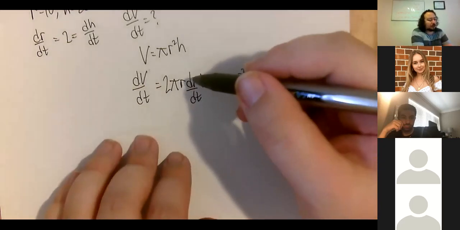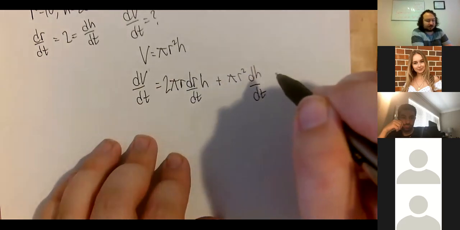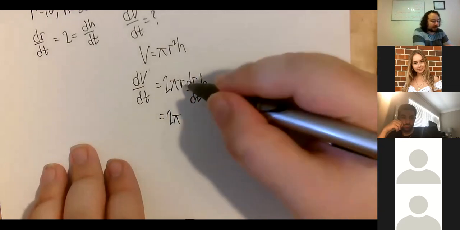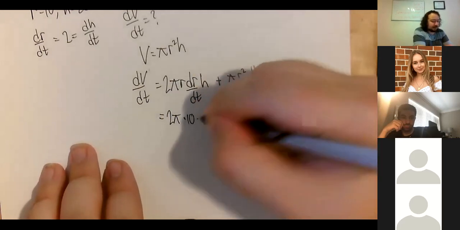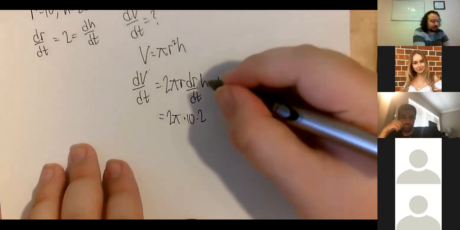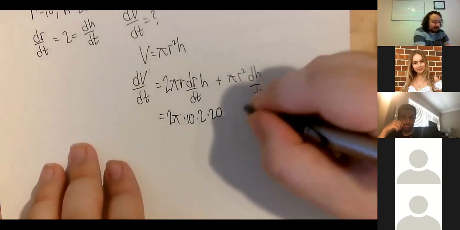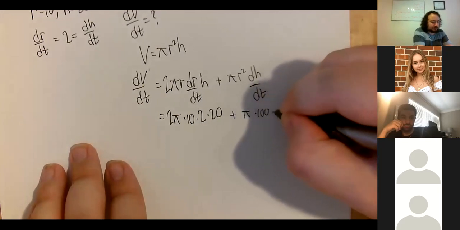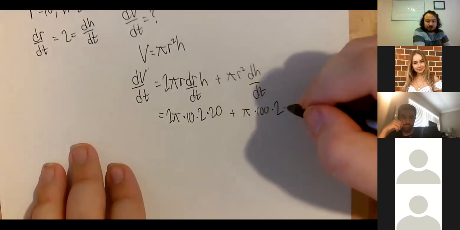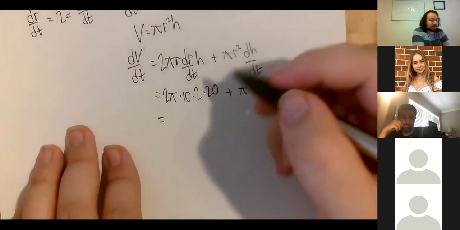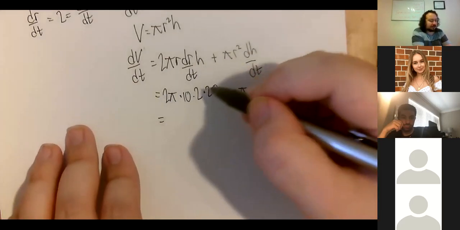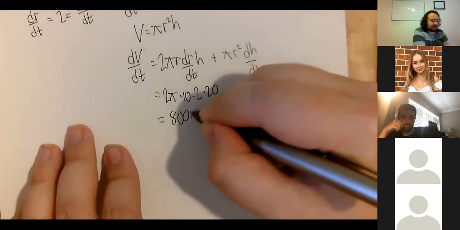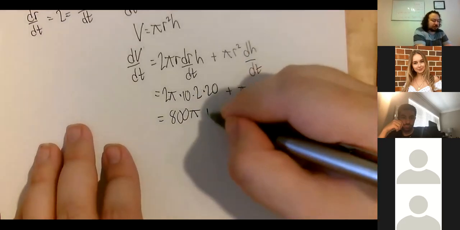Now we actually have all of the information we need to plug in to get what we want to know. This will be 2 pi times r, which is 10, times dr/dt, which is 2, times h, which is 20. Then we have pi times r squared, which will be 100, times dh/dt, which is 2. So 2 times 2 times 2 is 8. And then we have 2 zeros here, so it'll be 800 pi. This will be 200 pi.